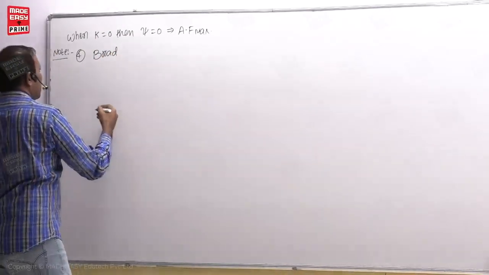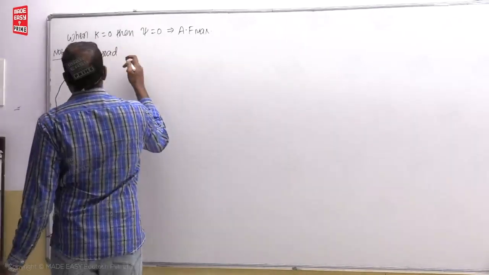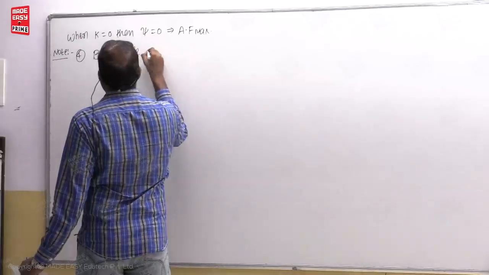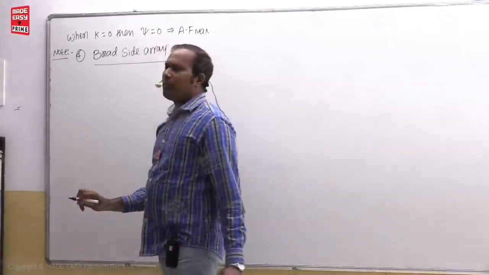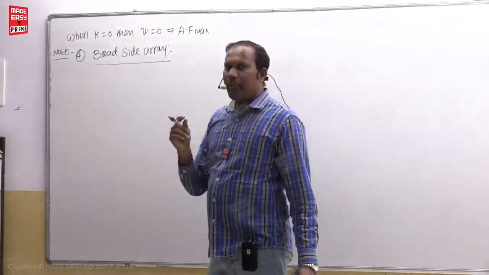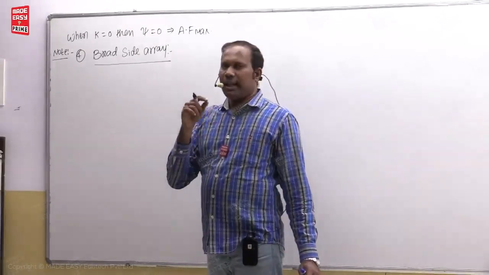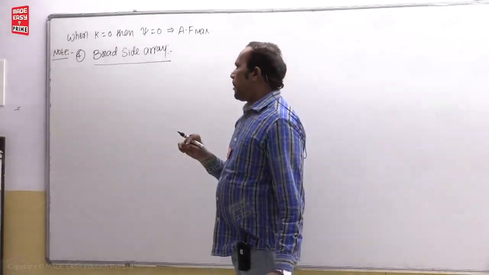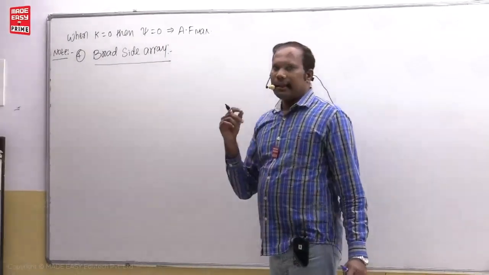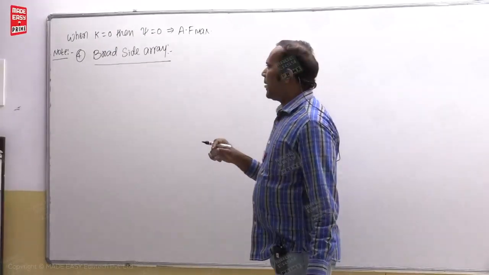Broadside array. Actually, what is the meaning of broadside array? If the maximum radiation is at 90 degrees angle to the antenna array axis, then that is called as broadside array.